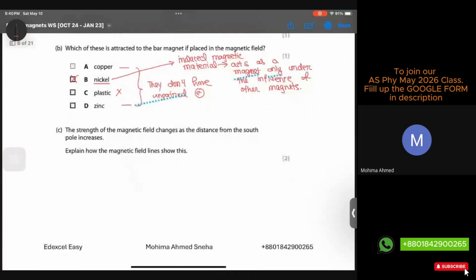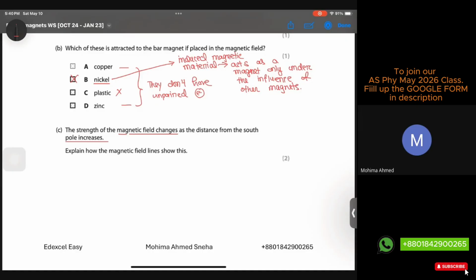The strength of the magnetic field changes as the distance from the south pole increases. Explain how these magnetic field lines show this. I'll be able to show this by the distance between the magnetic field lines, right? So the magnetic field lines move further apart from each other, showing weak field strength, and also the density decreases. You can say that field lines per unit volume also decreases, right? For a certain section, we will only have fewer field lines, and again, that will mean the same.